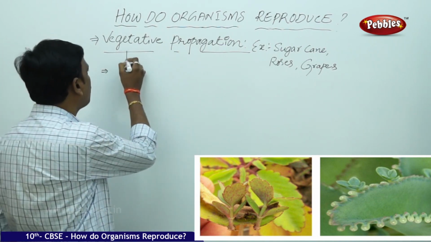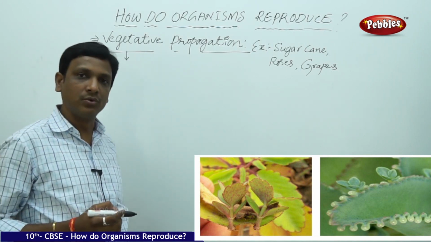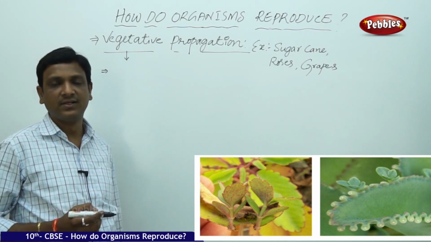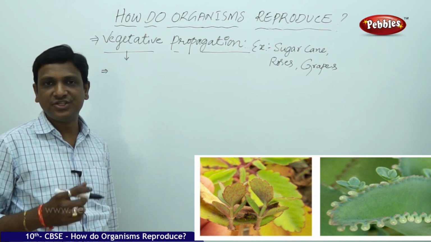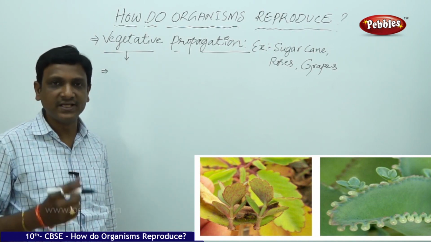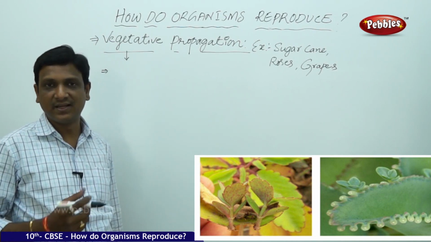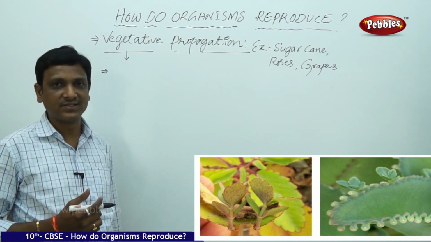So what are vegetative parts? A plant has different parts like leaf, stem, roots, flowers, fruit, seeds, buds. Out of these, the flower is the reproductive part of the plant. Pollination takes place in the flower, fertilization takes place in the flower. The flower turns to fruit, it bears the seeds, and the seeds sprout up into a new plant. This is sexual reproduction in plants.